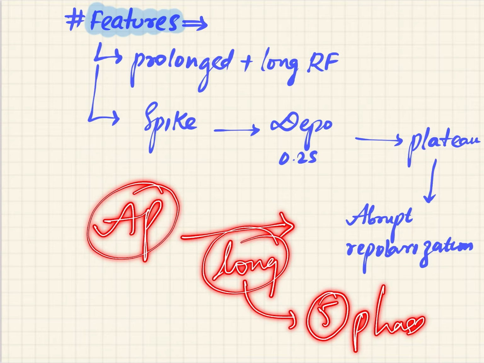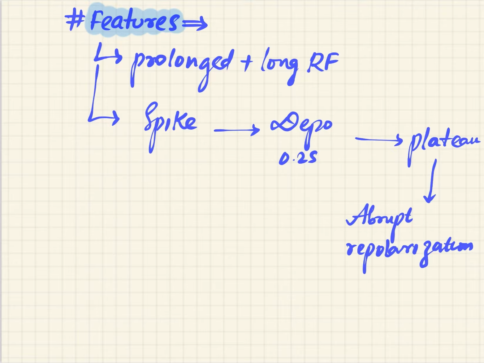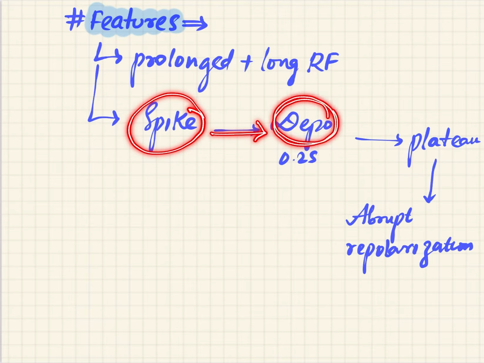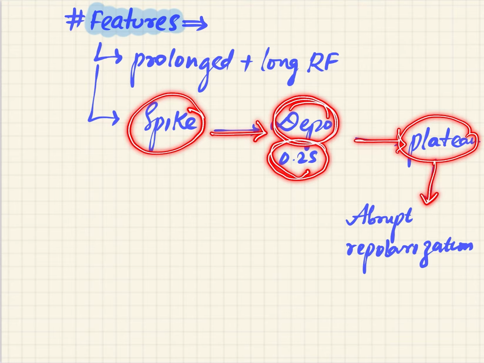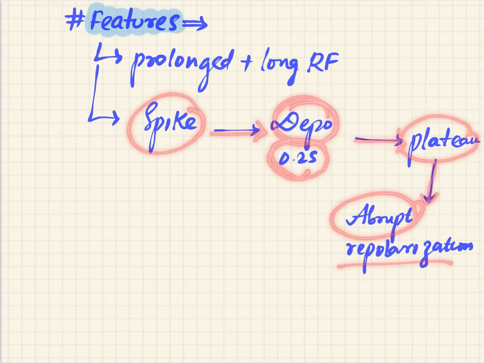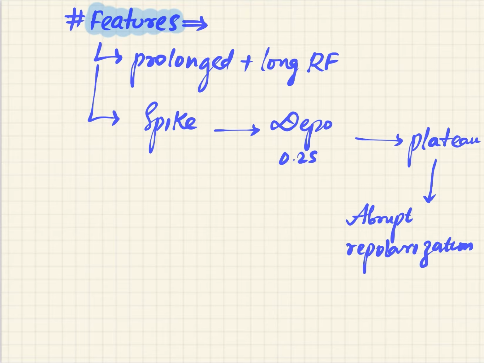The action potential recorded from a single cardiac muscle fiber is usually very long and is divided into 5 phases. Whenever you give a stimulus to this cardiac muscle fiber, you'll initially find a spike. After the spike, it remains in depolarization for about 0.2 seconds. After that, it forms a plateau and then it causes abrupt repolarization. So, what is this plateau?